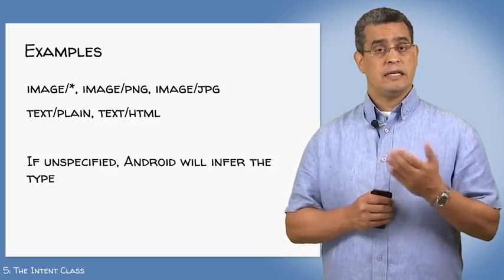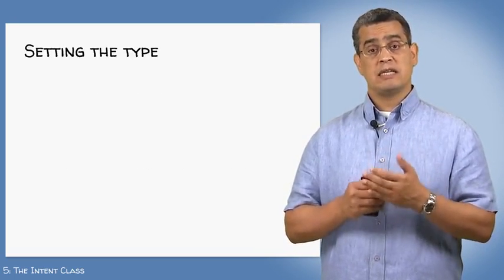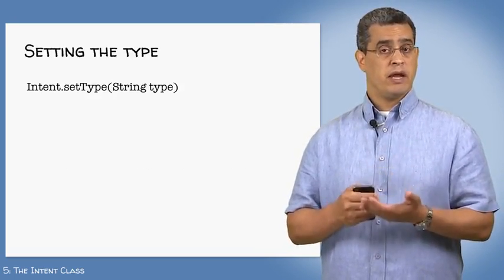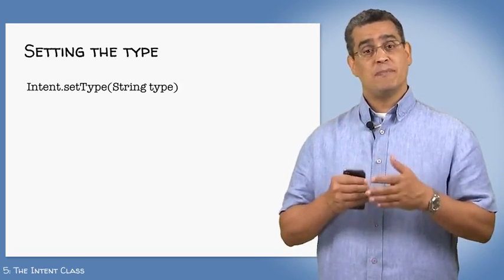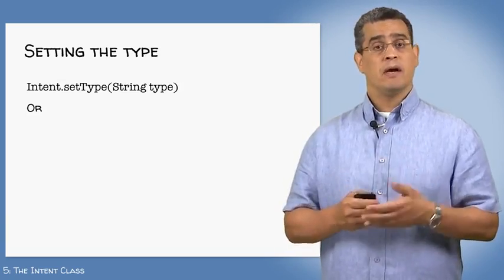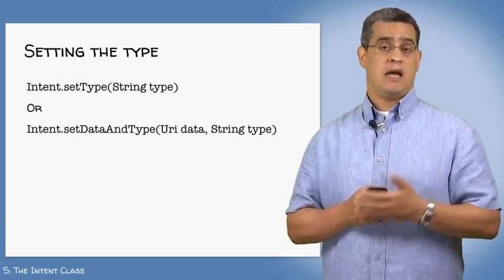You can set an intent's MIME type by using the setType method, passing in a string that represents the desired MIME type. You can also set both the data and the type together by calling the setDataAndType method.